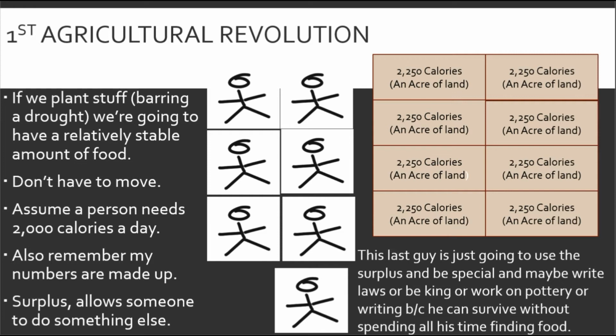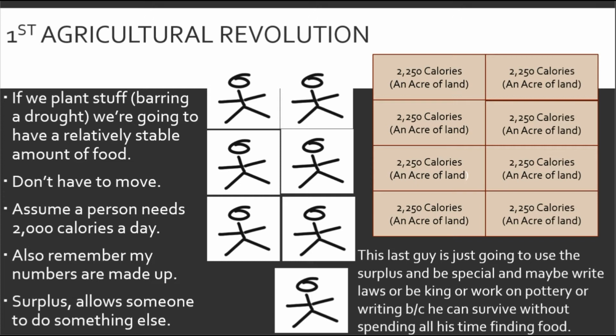So, okay, I have 8 acres of land. I get 2,250 calories per acre. I have an extra 250 calories per acre. That means for every 8 acres of land, I can support 8 people, but then I have a surplus, and that surplus can actually support a person who doesn't have to work on the farm. This is what gives you civilization. So the last guy is going to get the surplus.